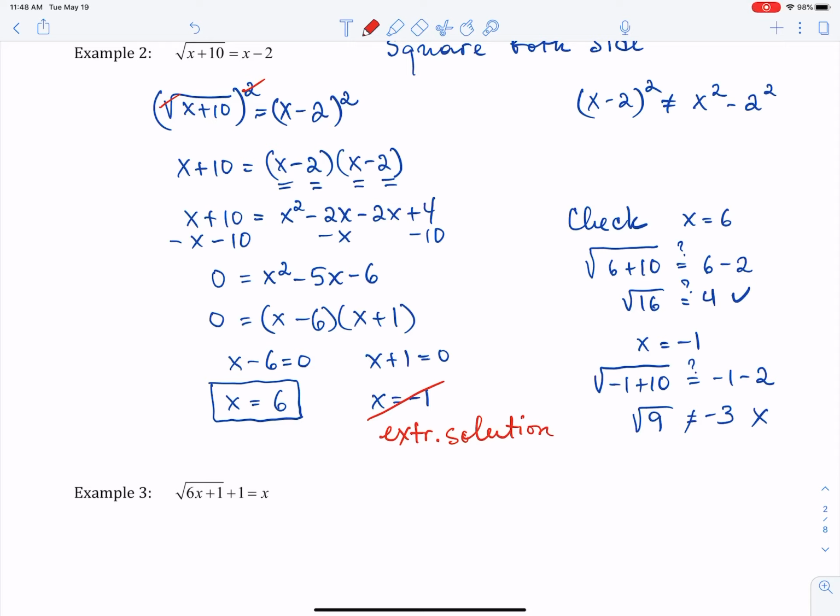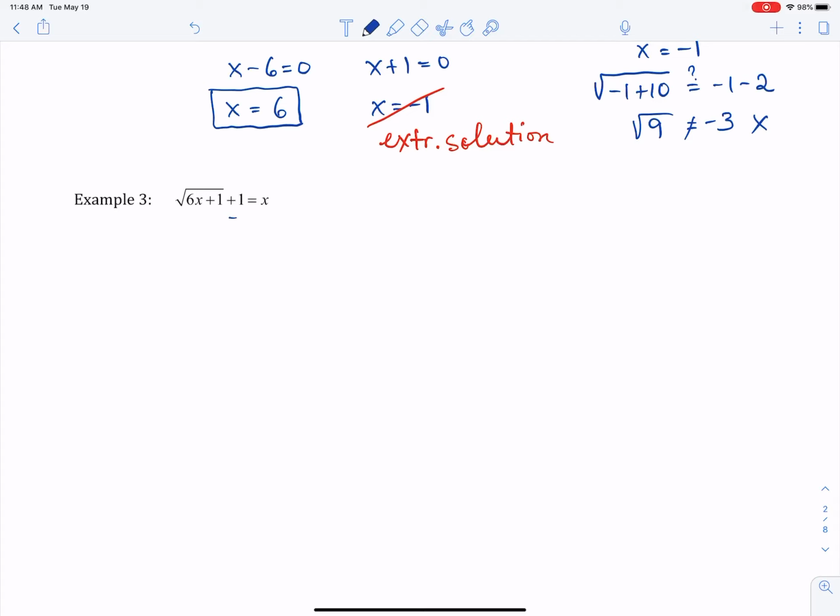Now in example 3, I have to follow step 1, and step 1 was solve for the radical. So I have to subtract 1 from both sides of this equation. And then follow the steps from above. And the steps from above were square both sides. When we square both sides, the 2 would cancel this root, and here we have a square.